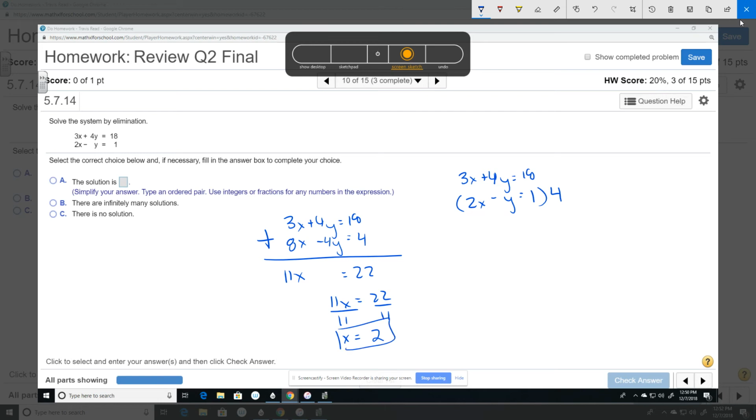Now I'm not done. That's my x value. But I also need to know what my y value is. So I need to plug this x back into one of my equations. So let's do it into the second one. 2 times 2 minus y equals 1. 2 times 2 is 4 minus y equals 1. If I minus 4 from both sides, negative y equals negative 3. And to get rid of this negative, I'm going to multiply both sides by negative 1. So y equals positive 3, because a negative 3 times a negative 1 is 3. So x equals 2, y equals 3. So my solution is 2, 3.